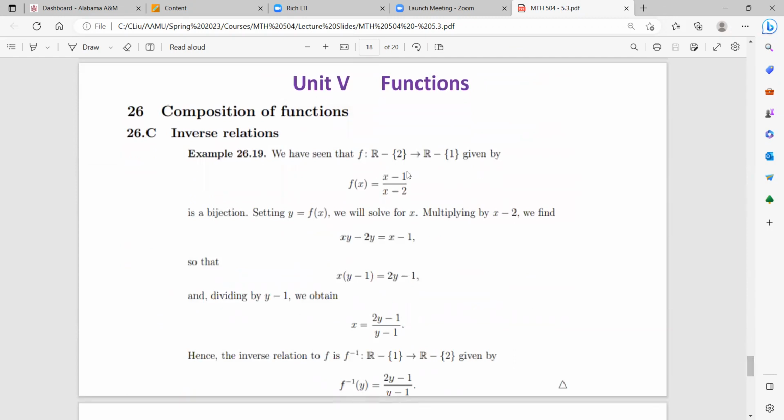Anyway, this is not the example we did before, f(x) equals (x minus 1) over (x minus 2), and we have shown that this function is a bijection. If you remember what we did before, it's from R minus {2} to R minus {1}. Remember the domain, the codomain, or range in this case, actually.